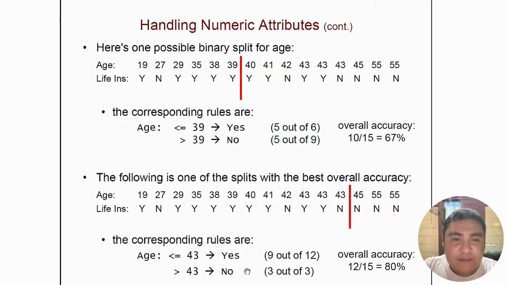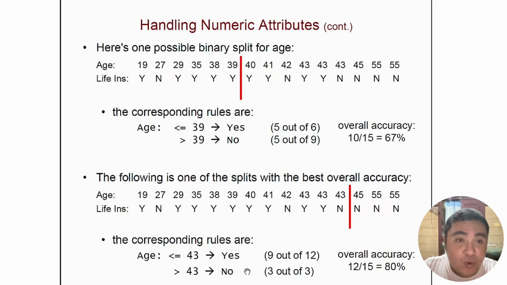Now, in this kind of split, you are trying to consider the number of values that are not repeated. So you have 19 to 38, nothing is repeated. If you go to 40 to 55, if you count the unique values, you have 40, 41, 42, 43, 45, and you also have 55.